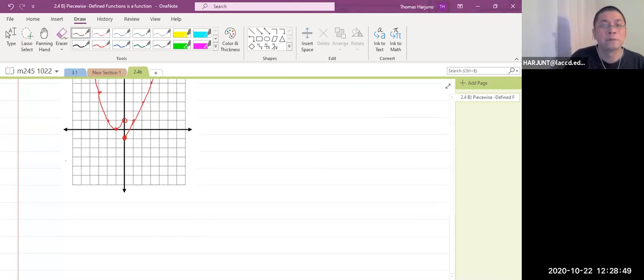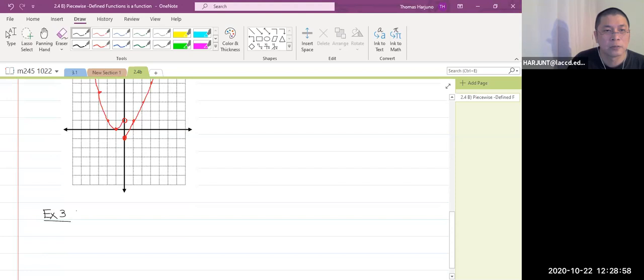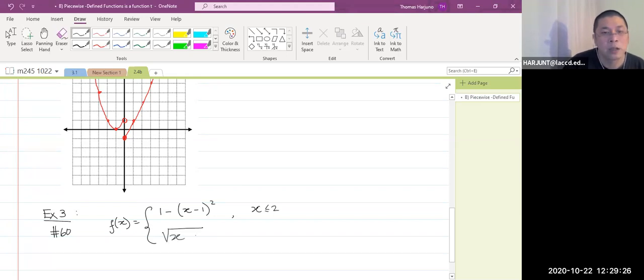Maybe one more question. I pick a question from the book now. Example 3, section 2.4, number 60. f(x) is equal to 1 minus (x minus 1) squared for x less than or equal to 2, and the square root of x minus 2 for x greater than 2.